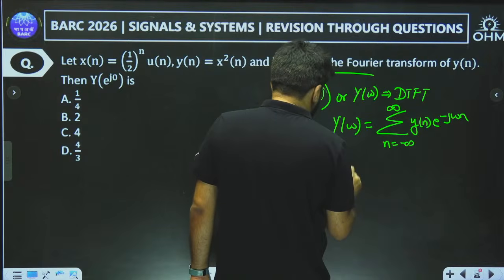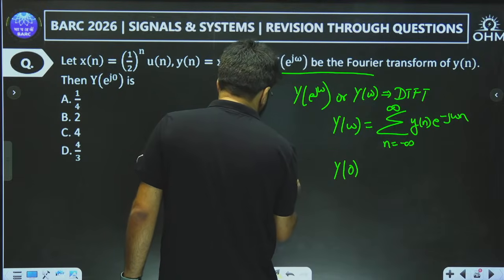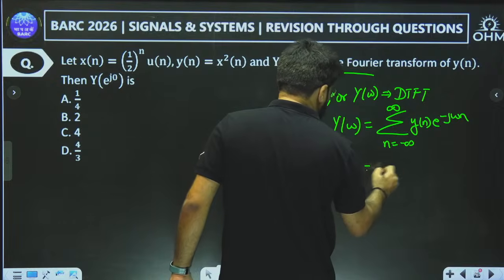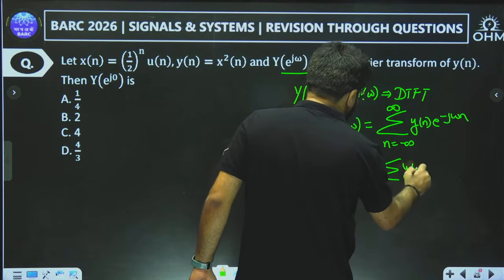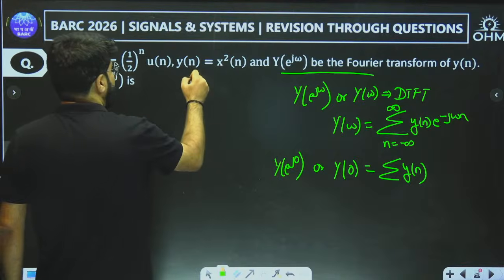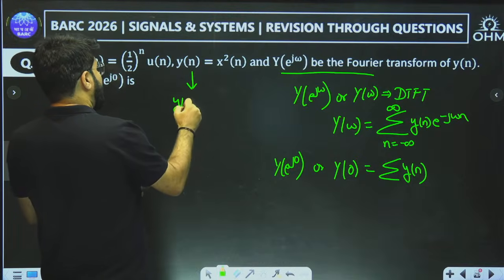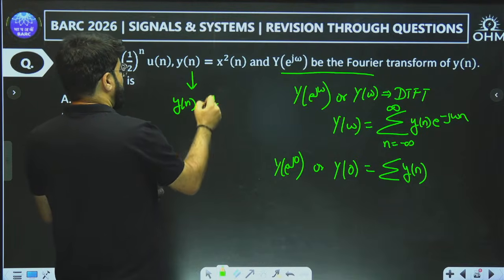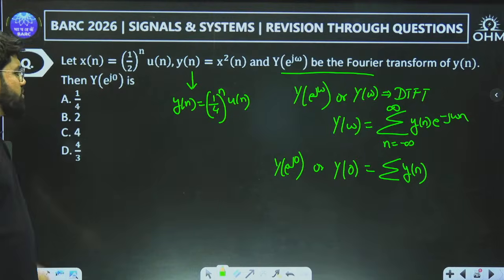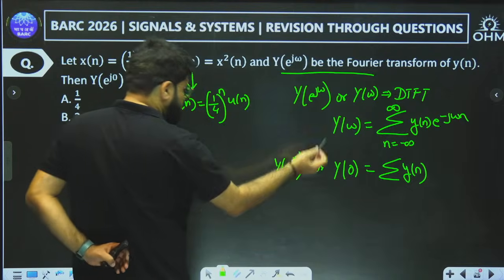So if I am asking for Y at omega equal to 0, see, that is the question. Y(e^j0) means omega equal to 0. That is, Y(0) is nothing but the summation of y[n]. What is y[n]? y[n] is x square n. x[n] is half power n u[n]. So y[n] will actually be, half square is how much? 1 by 4. 1 by 4 power n u[n]. Now, either you can use the Fourier transform. If you know the Fourier transform, then there is no need to solve the series also.